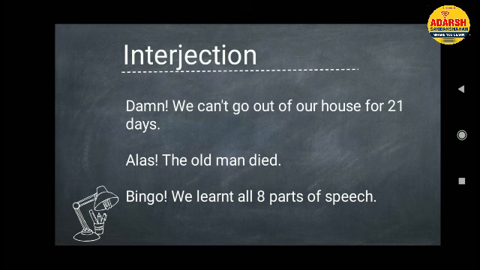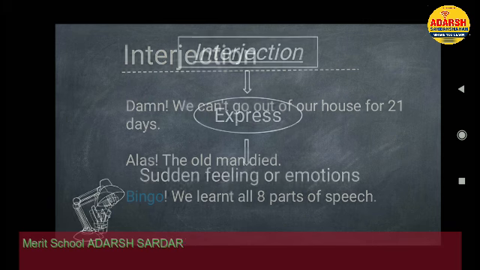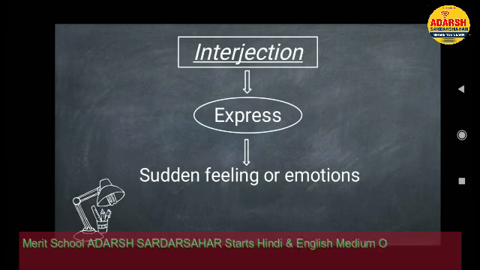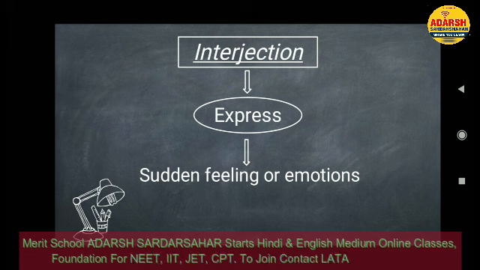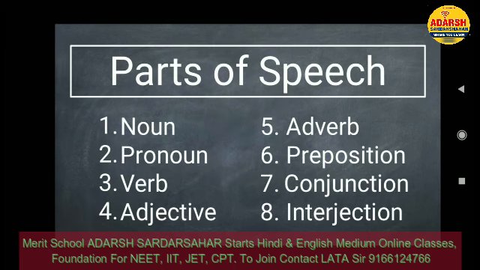Let's see another example which is bingo. We learned all 8 parts of speech. Here bingo is an interjection because bingo is a word expressing happiness. So it is an interjection. Now let us revise what is an interjection. Interjection is a word used to express certain feelings or emotions. Now, finally, we have covered all bases. We have covered the basics of all 8 parts of speech.